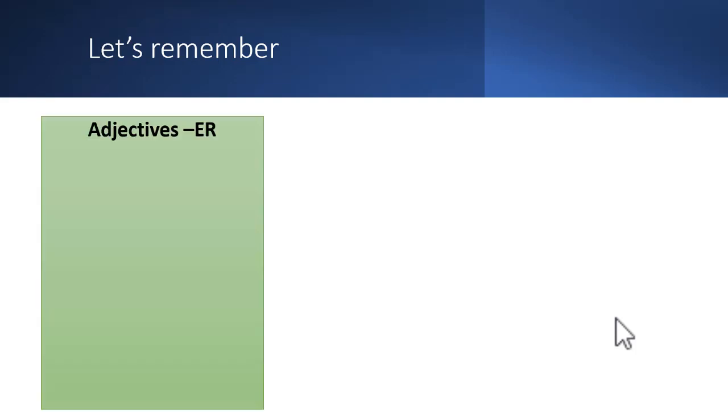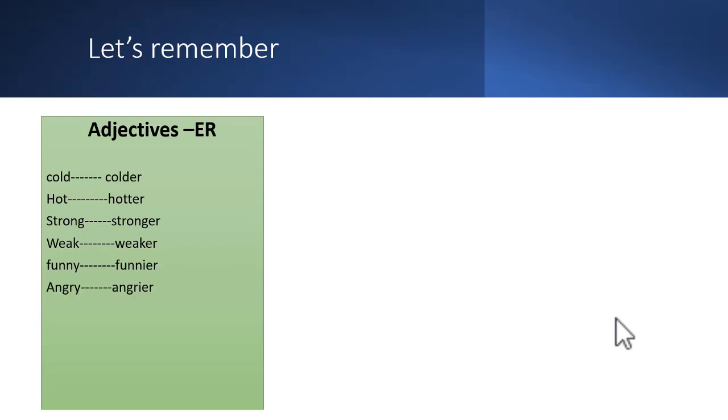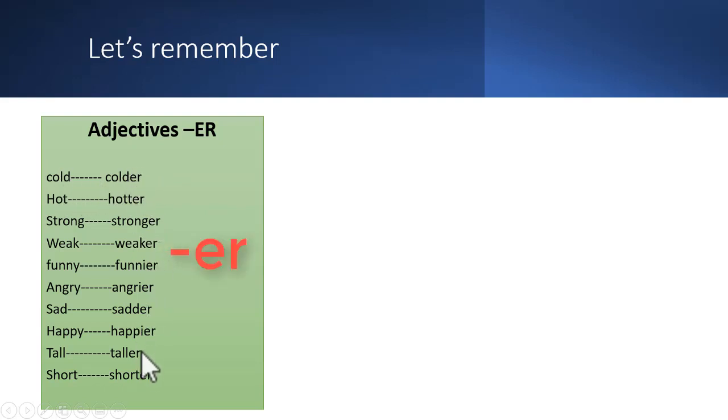Okay, let's remember. The first type, ER adjectives. The normal adjectives we know. These are cold, colder, hot, hotter, strong, stronger, weak, weaker, funny, funnier, angry, angrier, sad, sadder, happy, happier, tall, taller, short, shorter. So all of these adjectives build the comparative with ER. Then we have other types of adjectives.